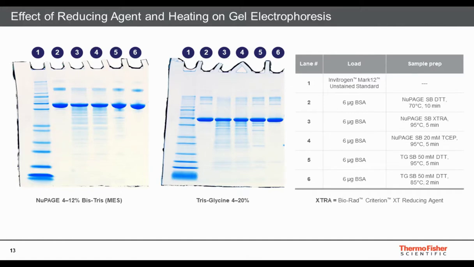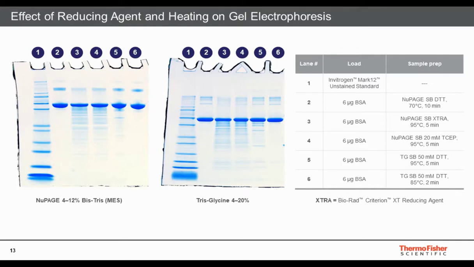Now, different reducing agents can have different impact on protein integrity combined with the heating temperature and time. The image on the left is the NuPAGE Bis-Tris gel from Invitrogen with various sample prep conditions. Lane 2 has the recommended sample prep condition for NuPAGE, which includes mixing the sample with NuPAGE sample buffer and addition of 1x NuPAGE reducing agent, which is essentially DTT, and boiling the sample at 70 degrees Celsius, not 100, but 70 degrees Celsius for 10 minutes. This provides optimal protein denaturation and reduction for Bis-Tris gels.